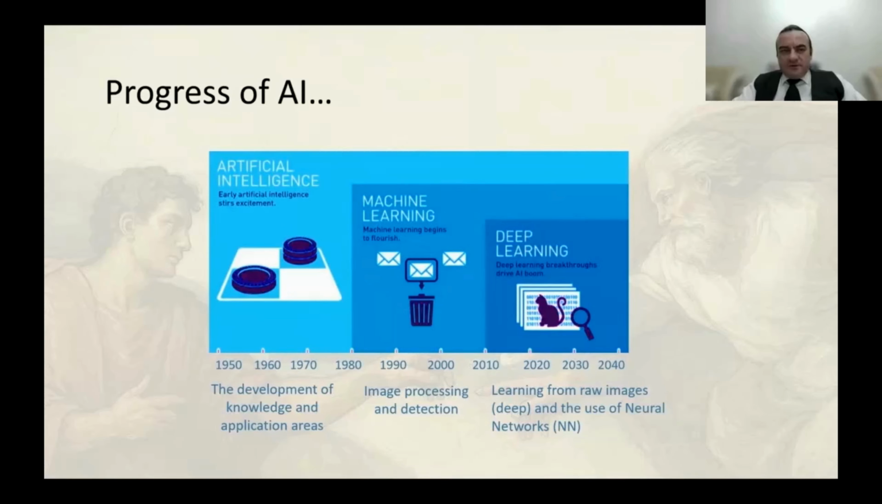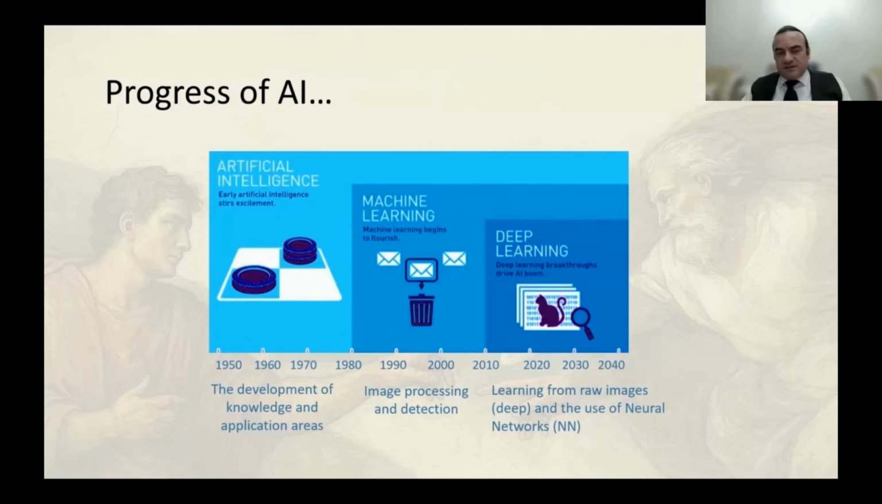So as all of you know, the progress of AI started in the 1950s. Actually, you can find the elements of AI back in 800 BC from Greek mythology. This is not the topic of our current lecture, but I would like to mention that all these elements can be found even before Christ. But the growing demand started in the 1950s with the development of knowledge and the application areas.